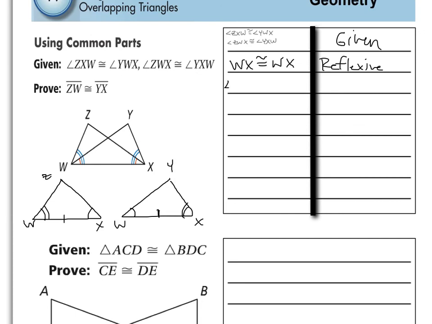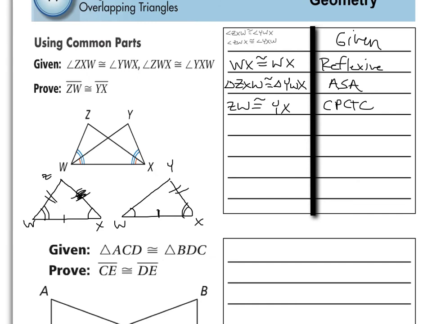I could say triangle ZXW is congruent to triangle YWX by angle side angle. Okay? And then once I have that, now I know that ZW is congruent to YX. And if you look, you need to double check and make sure that ZW and YX are in your pictures. Because if they're not, you chose the wrong triangles. And they're congruent to each other by CPCTC.